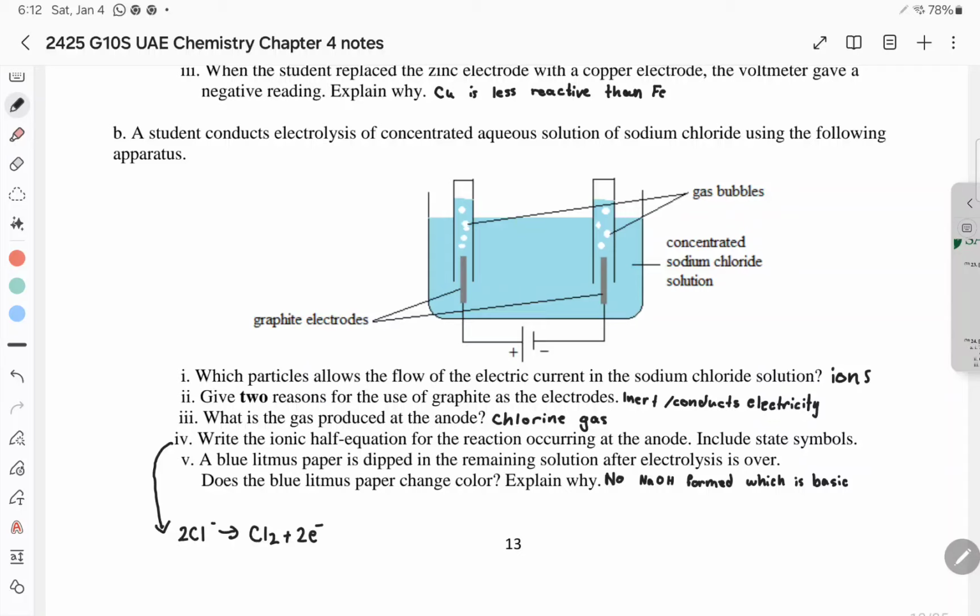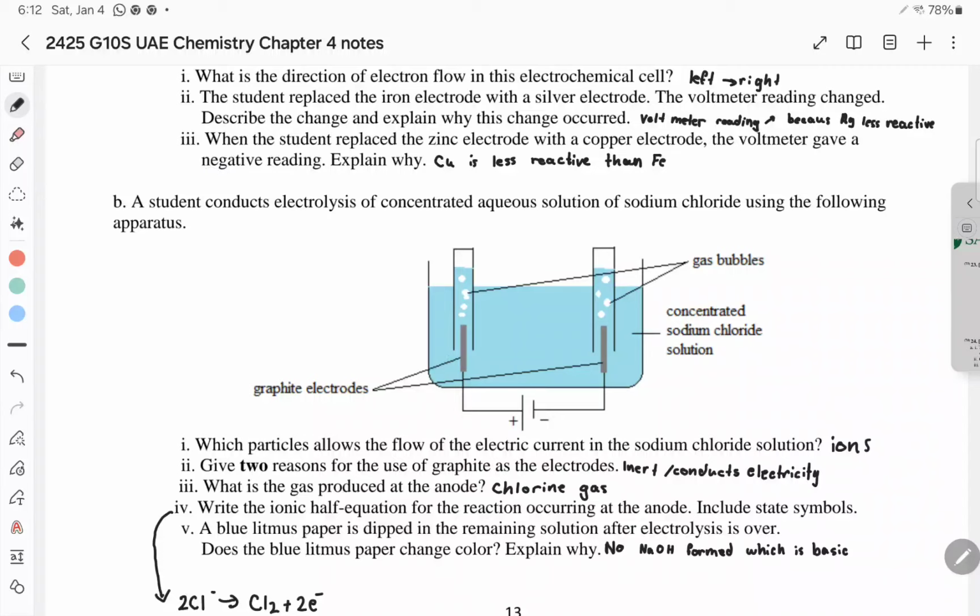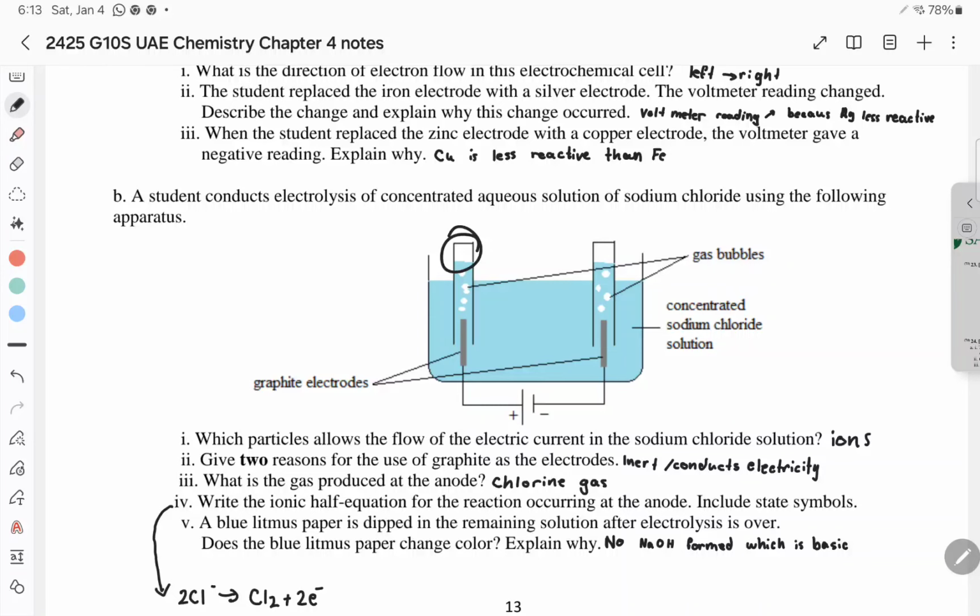What is the gas produced at the anode? So at the anode, which is the positive terminal here, you had sodium chloride. Chloride is the negative ion that's gonna be turned into chlorine gas when it's electrolyzed, and it's gonna go towards the anode. Because it's negative, it gets attracted to the positive electrode, which is the anode. So it's gonna not go as chloride, it's gonna go as chlorine gas. So here you're gonna have chlorine gas.